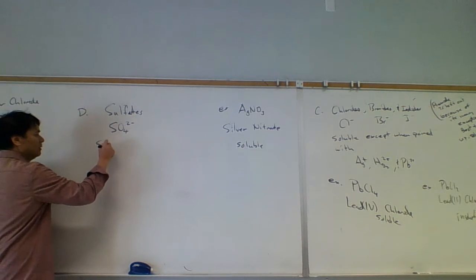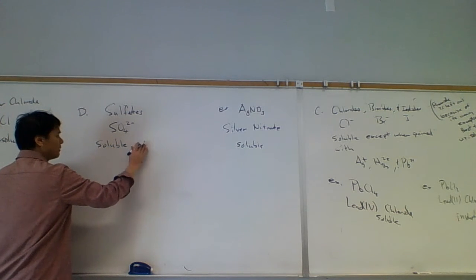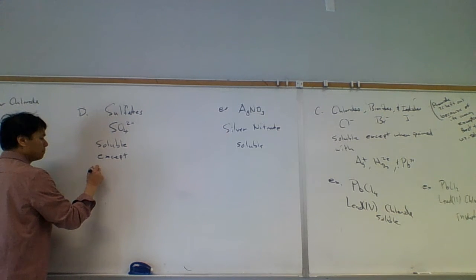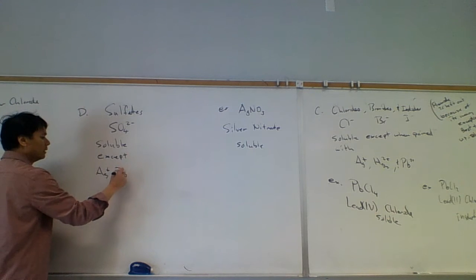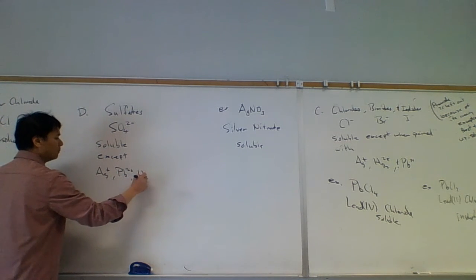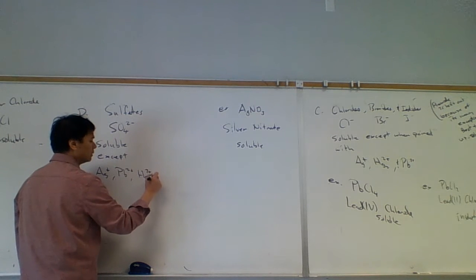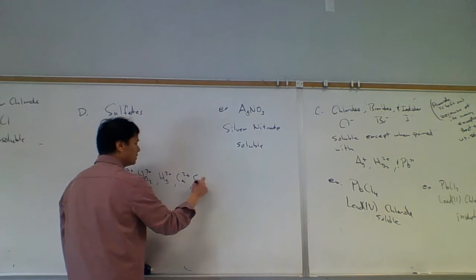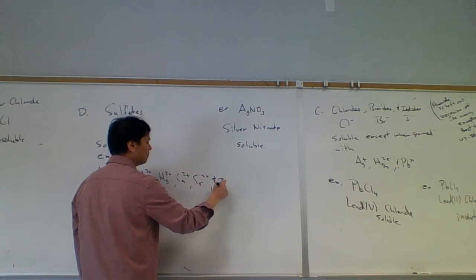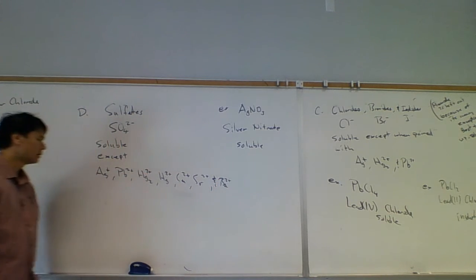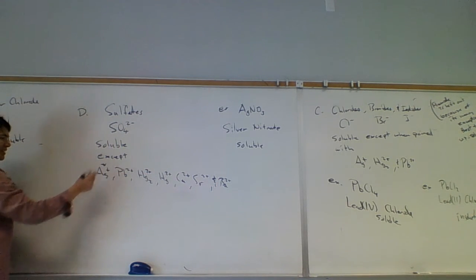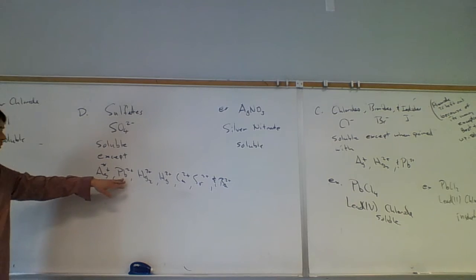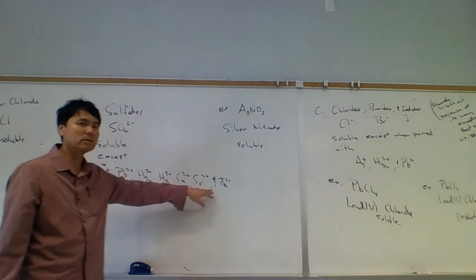So sulfates are soluble, except for when they're paired with silver, lead, mercury, calcium, strontium, and barium. Silver should have a little asterisk here. But sulfates are soluble except when paired with silver ion, lead 2, mercury 1, mercury 2, calcium, strontium, barium.